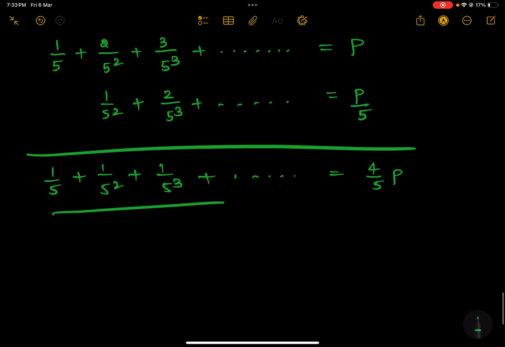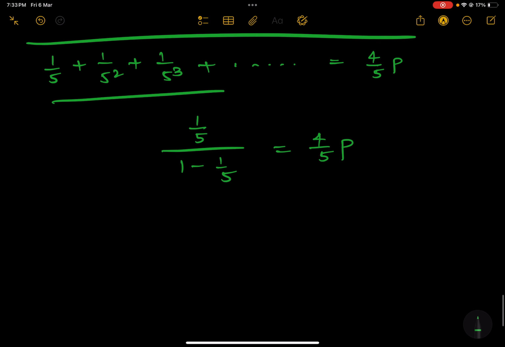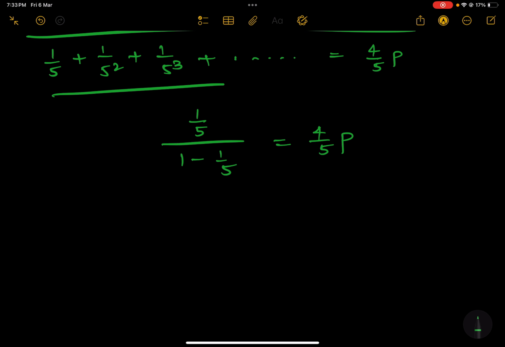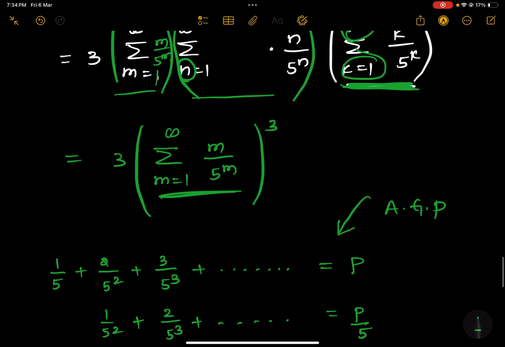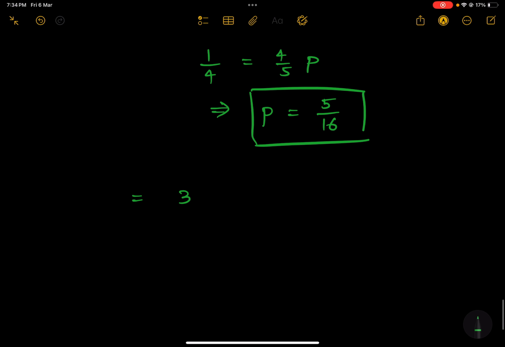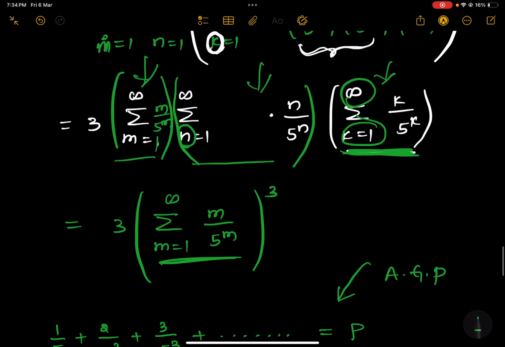So this is simply an infinite GP, so a upon 1 minus r. This is the value of that particular infinite geometric progression. So this is simply 1 upon 4 equals 4 by 5 p. So therefore your p will be 5 upon 16. So this particular value is 5 upon 16. So 3 times 5 upon 16 whole cube. So this is the value we have.